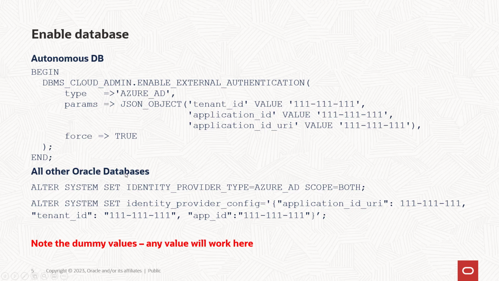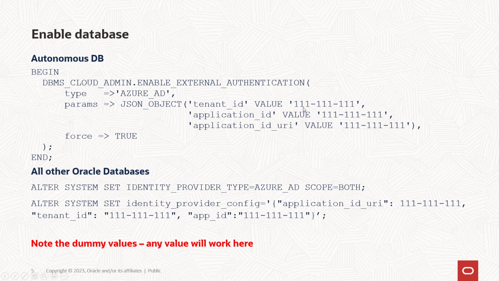For all the other databases, including on-prem, you run two different alter system commands, one for identity provider type and the other for identity provider config. For autonomous database, they wrap it into one DBMS Cloud admin command, but it essentially has the same values.